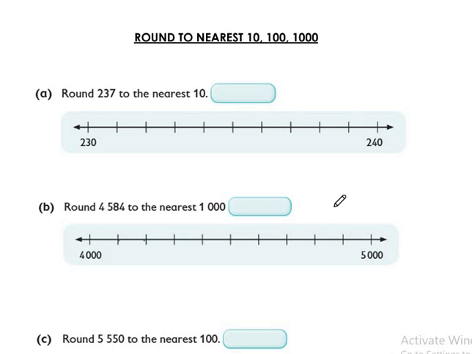Hi and welcome. Today we are going to discuss rounding to the nearest 10, 100 and 1000. Let's discuss this with the help of a few examples.